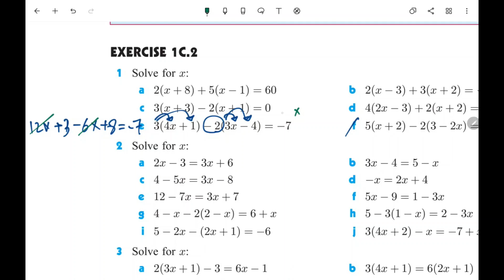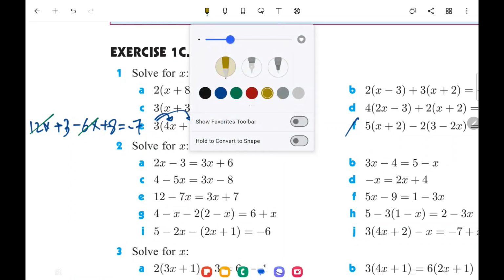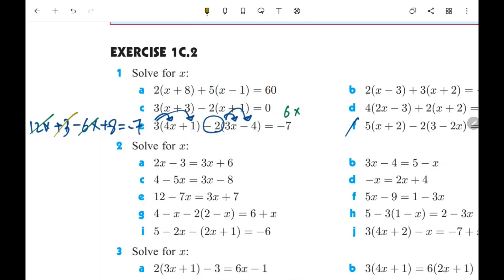Okay, at the far beginning, here we had 12x minus 6x will equal 6x, while 3 plus 8 equals 11. All equals negative 7. Okay, perfect.